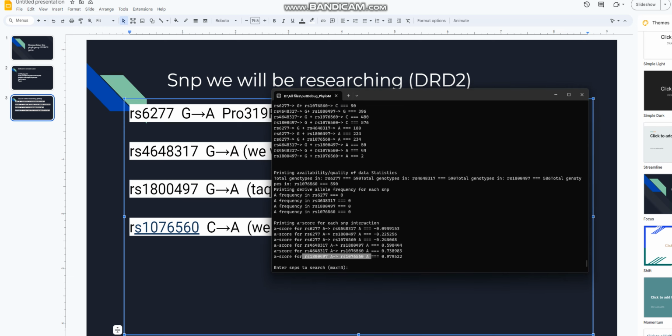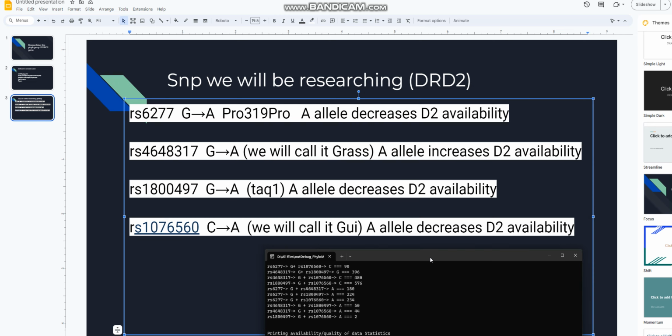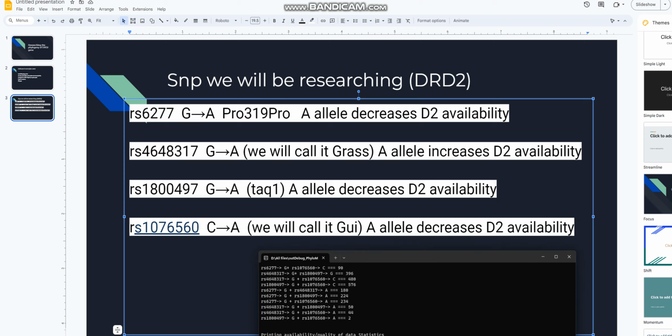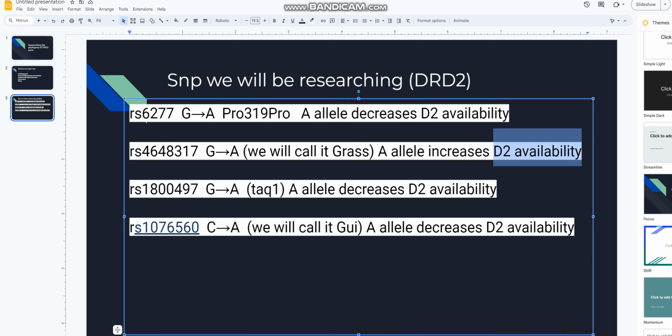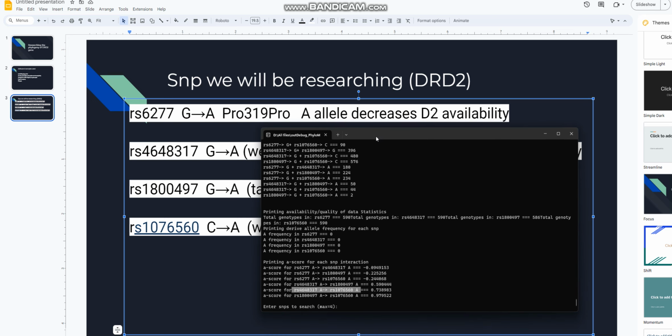The second closest relation was between, this looks like GRAS-A, and GUI-A. This is interesting because the A allele in GRAS increases dopamine D2 receptor site availability, and it's likely, statistically speaking, to be inherited together with the A allele in GUI, which decreases dopamine D2 receptor site availability. That's very interesting.